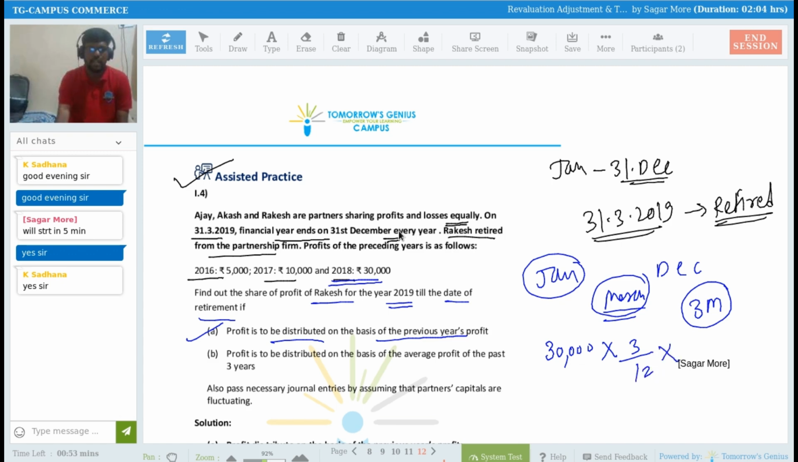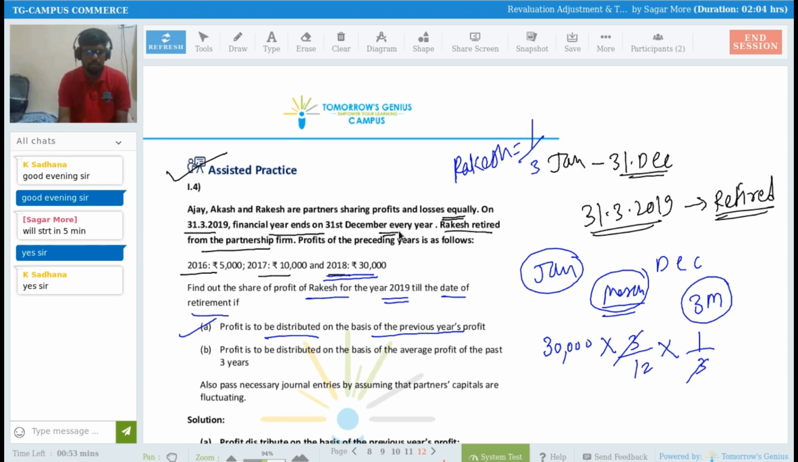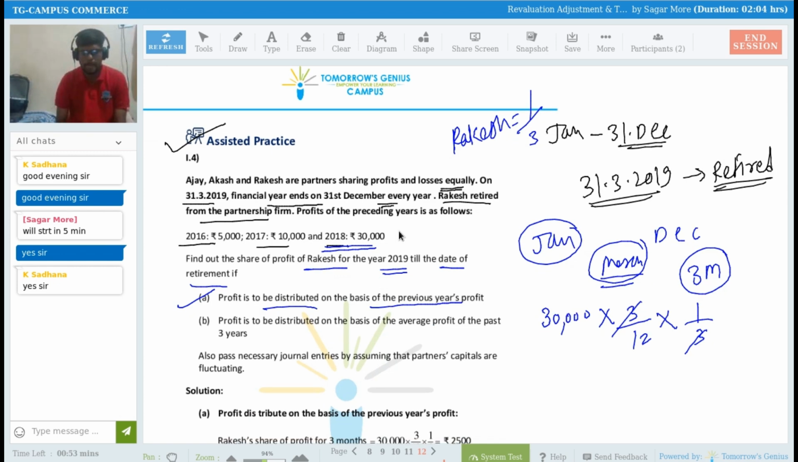Multiply by Rakesh's share. Rakesh is the retiring partner, right? So what is Rakesh's share here? 1 by 3. So what will be my answer? 2,500. Am I correct? Yes, sir. 2,500 rupees will be the profit to Rakesh.